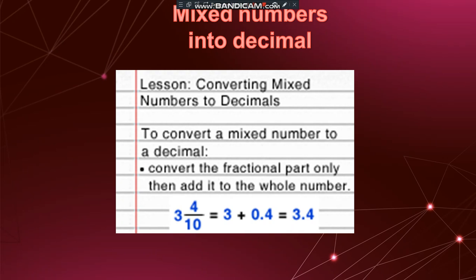So we all know about mixed fractions, right? In a mixed fraction we have two parts. One is the whole number part and the other is the fraction part. To convert a mixed number to a decimal, what we need to do is convert the fractional part only, and then add it to the whole number.